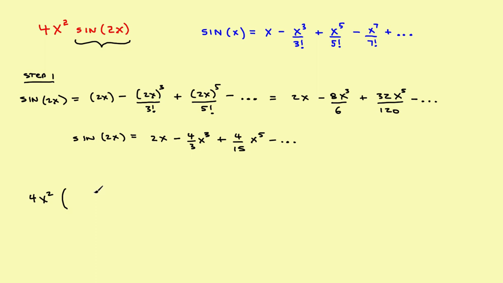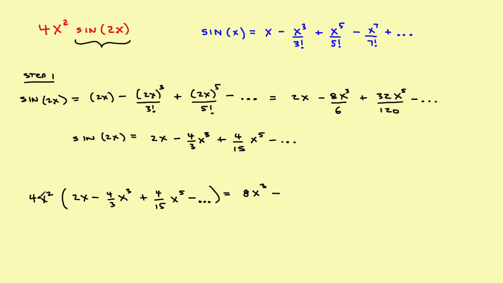So this would be 2x minus 4/3 of x cubed plus 4/15 of x to the 5th minus, and it goes on forever. Now, go ahead and distribute this. So if you distributed this, you would have, again, 4 times 2, that's going to be 8. And then x squared times x would be x cubed.